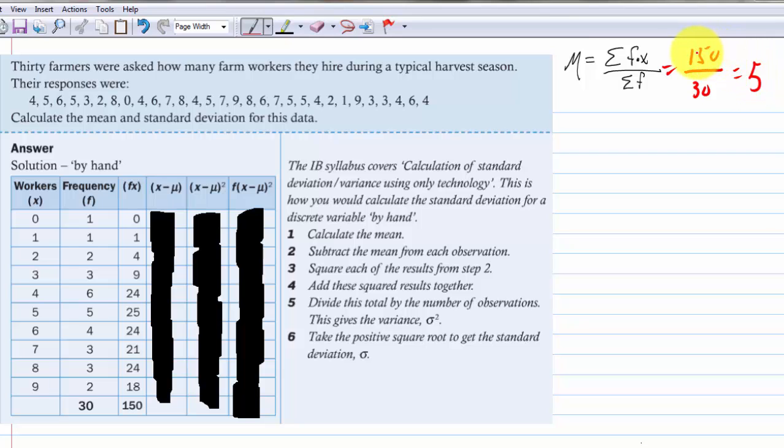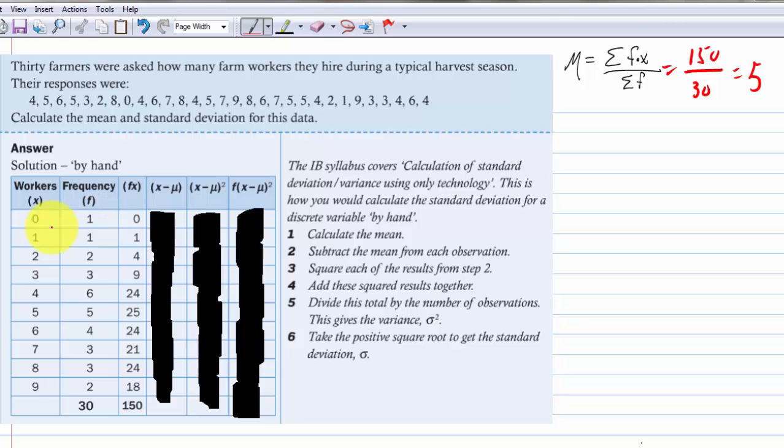So our mean is 5. The average number of workers that will be hired is 5. So now we can start to calculate the standard deviation by hand. So we found the mean. Now we're going to subtract the mean from each observation. That's this column, x minus mu.